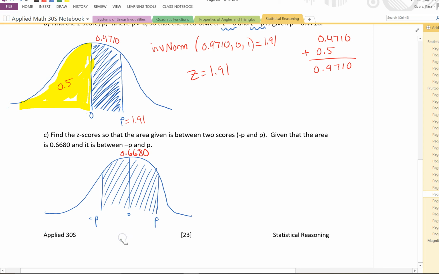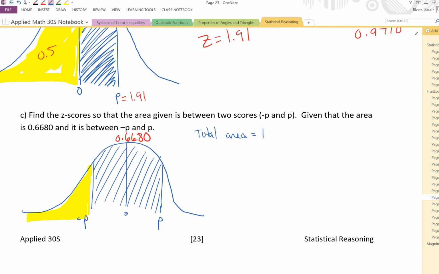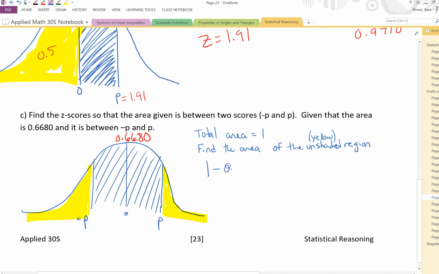So how can I tell the calculator to start here and just go up to here when I'm not given any information about that shaded region? Right? This is this extra region that's not given to me. We all know that the total area under the whole curve is 1. We can find the area of the unshaded, in our case, the yellow region. If we do that, we would go 1 minus 0.6680.